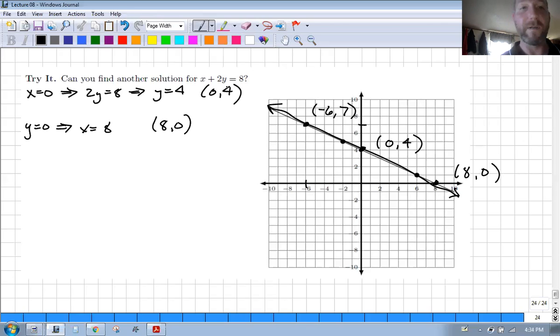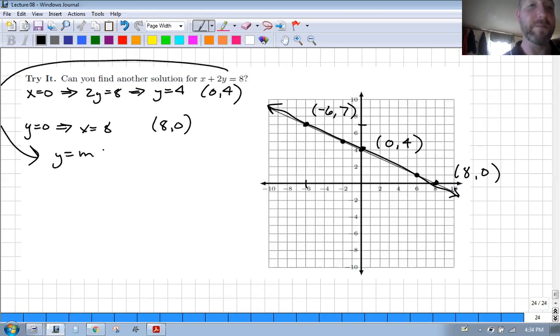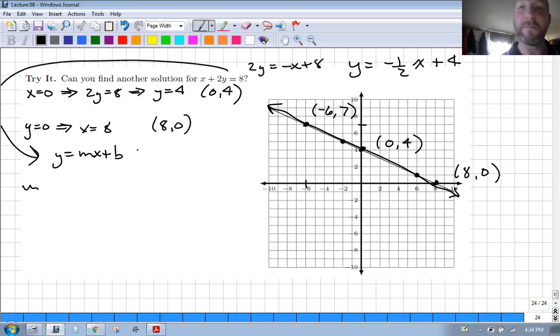Okay, notice if we put this guy in y equals mx plus b form, let's do that. We'd have 2y equals -x plus 8. So y equals -1/2 x plus 4. So our m here is -1/2 and our b is 4.